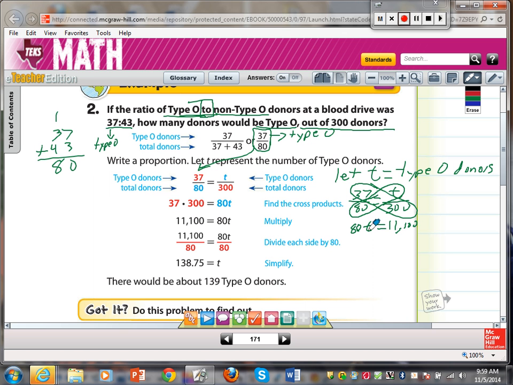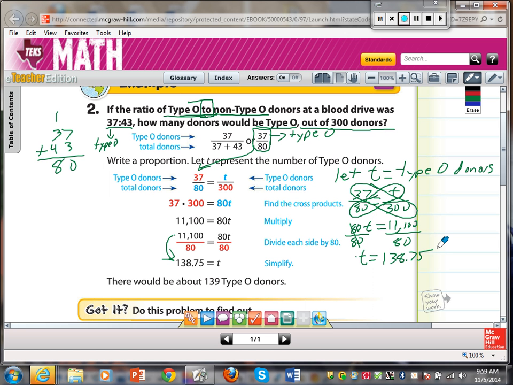Right? Now, in order to solve for T, we need to divide by 80 on both sides. The 80s cancel. Bring down your variable. So 11,100 divided by 80. They did it for us right here already. That's 138.75.